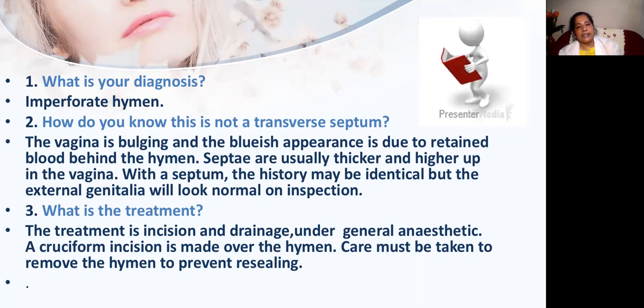Treatment is incision and drainage under general anesthesia. A cruciate incision is given in the form of a cross over the hymen. The collected blood is allowed to drain off. Care, however, must be taken to prevent the hymen from resealing. So, stitches are applied so that the hymen remains open.